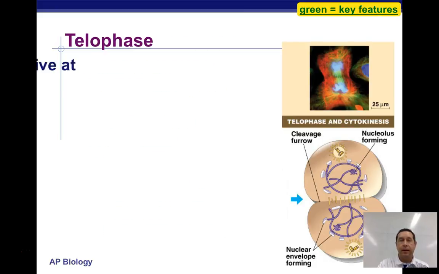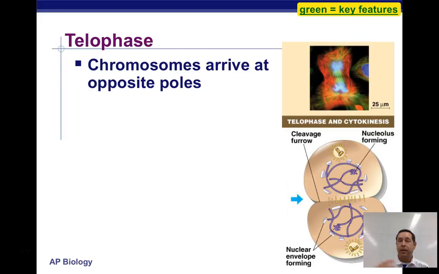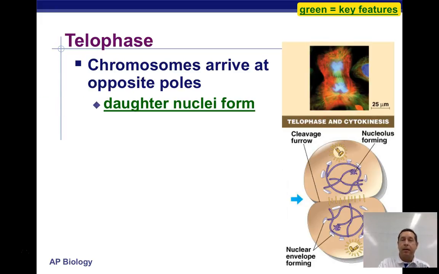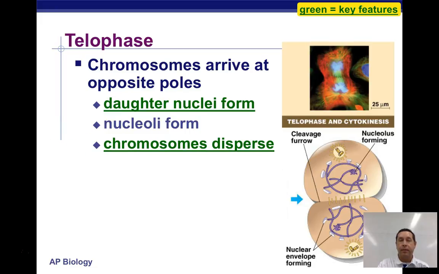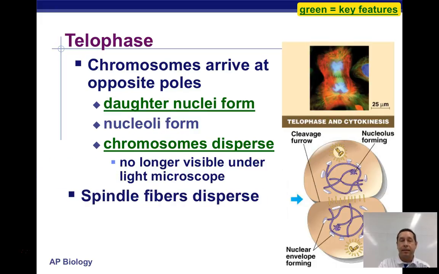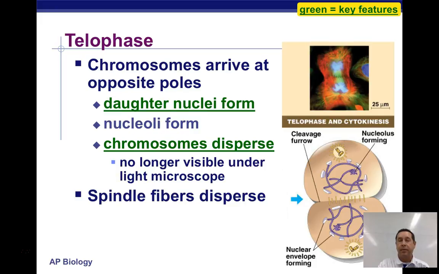And then finally in telophase, the chromosomes are going to be arriving at the opposite poles of the cell. The daughter nuclei are going to begin to form around each set of chromosomes. The nucleolus is going to reform. The chromosomes are going to disperse and become uncondensed into that chromatin state. Spindle fibers are going to disperse, the spindle apparatus is going to break down. And then normally cytokinesis, or the splitting of the cell, is going to follow this process.